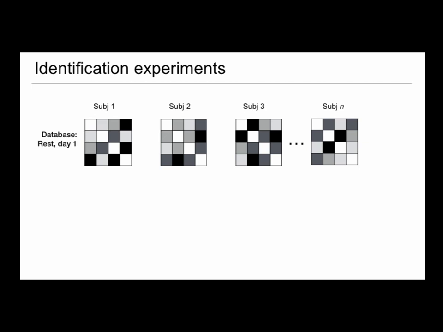And then in an iterative process, we would choose a second condition to serve as the target set. So for example, rest from day 2. Then we go through this iterative process of taking a matrix from the target set. We don't know the identity of this matrix. We're trying to match it up to the correct subject in the database.